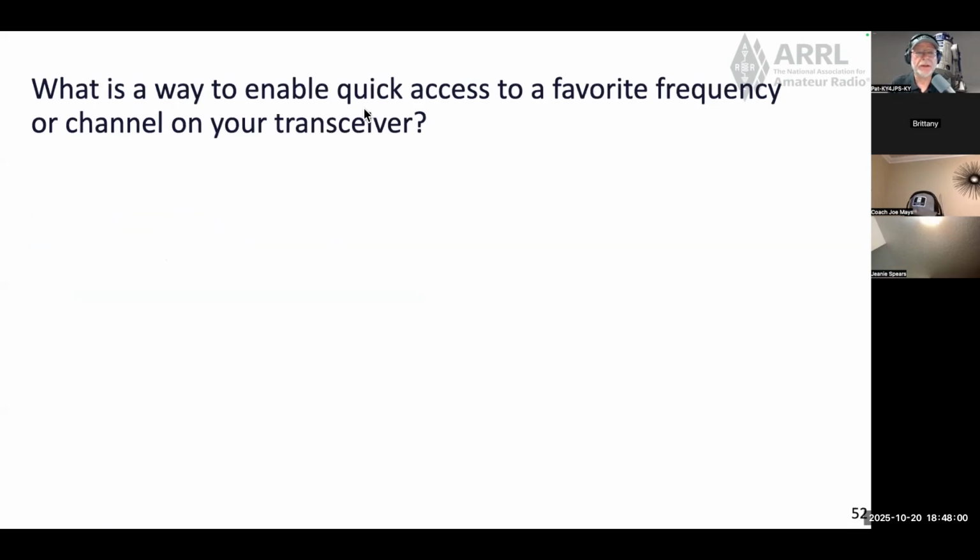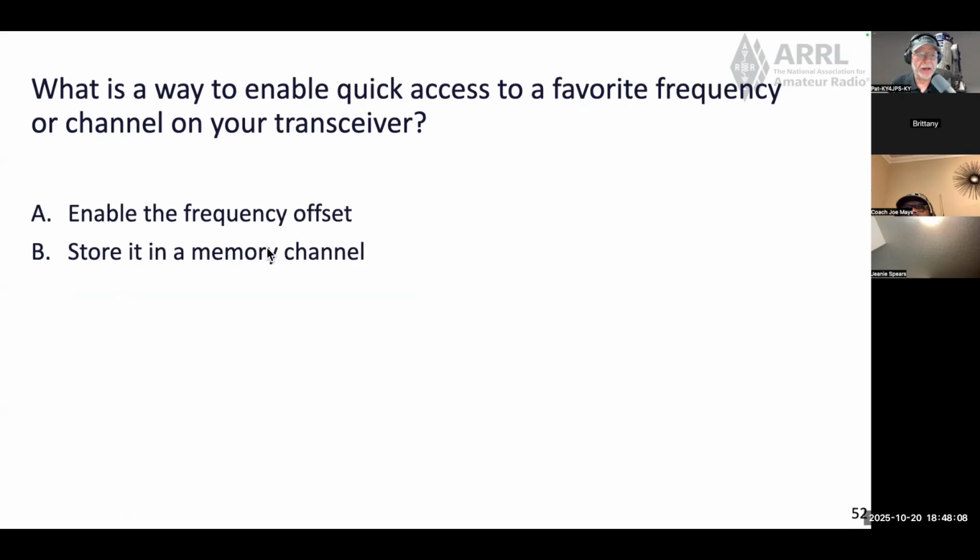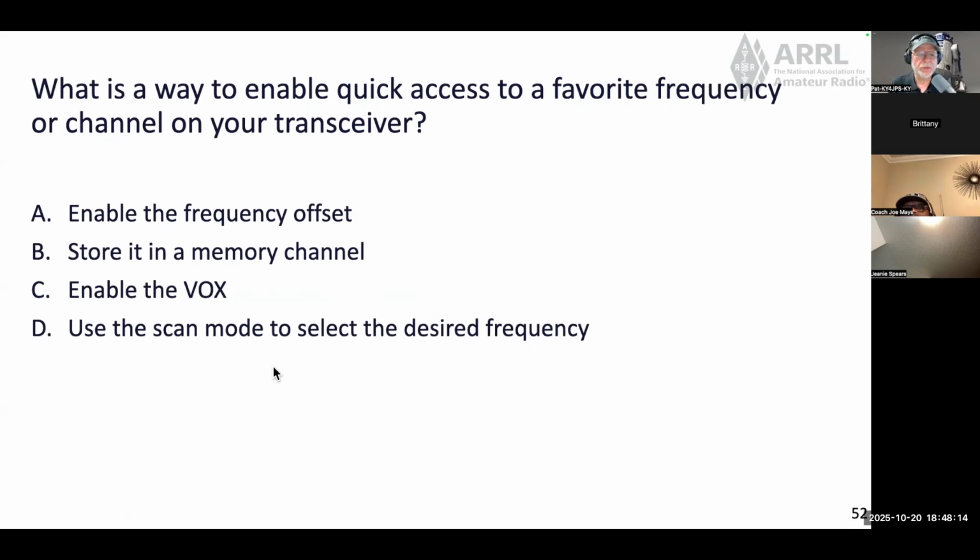What is a way to enable quick access to a favorite frequency or channel on your radio? Enable the frequency offset, store it in a memory channel, enable Vox, use the scan mode to select the desired frequency. So if you've got a bunch of favorite frequencies, how do you think you would store them in the radio?